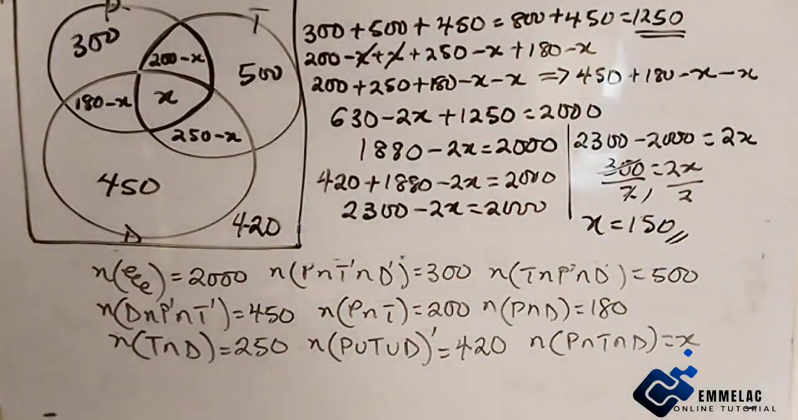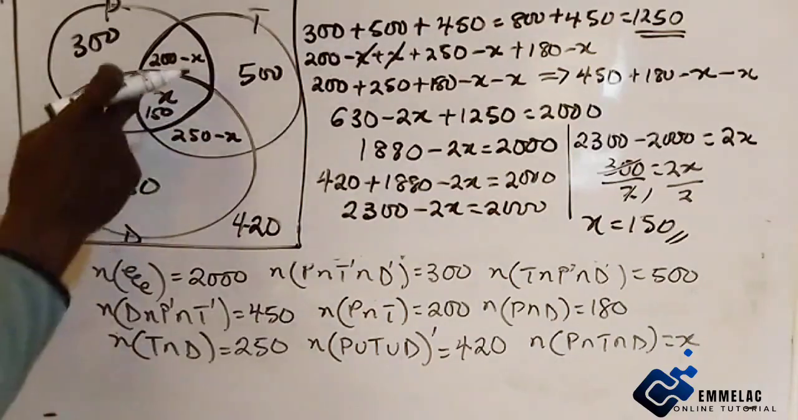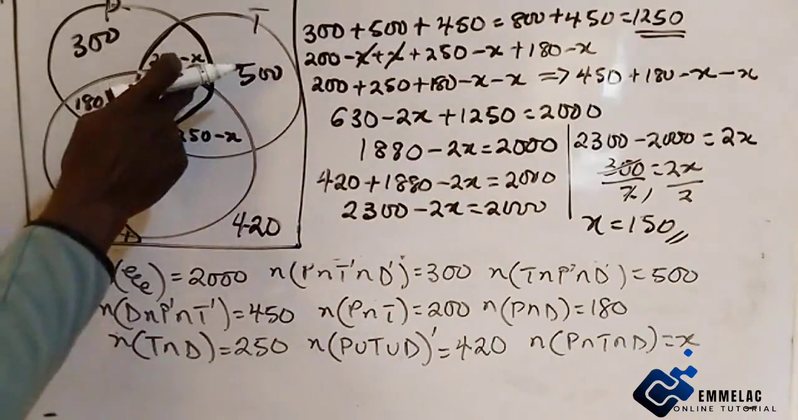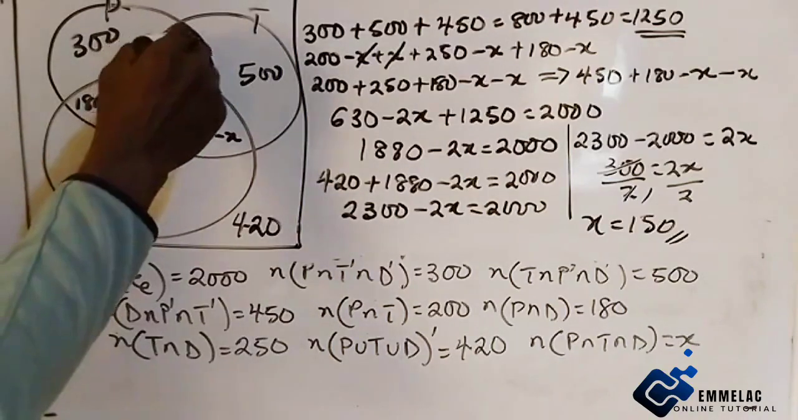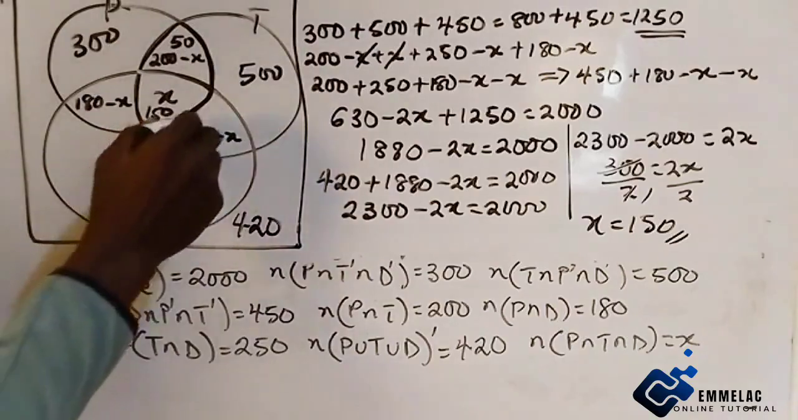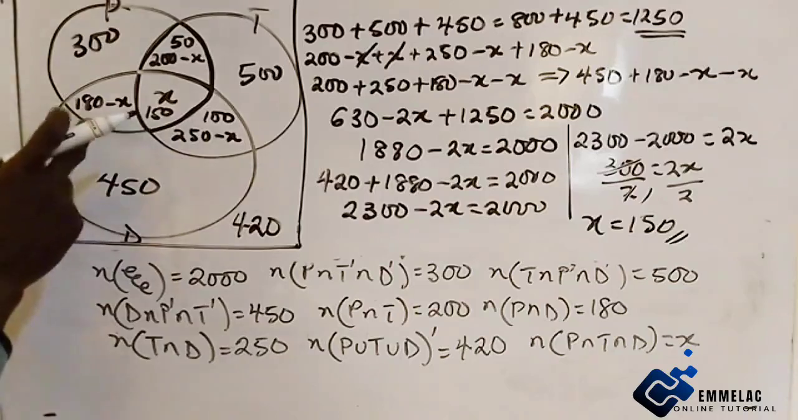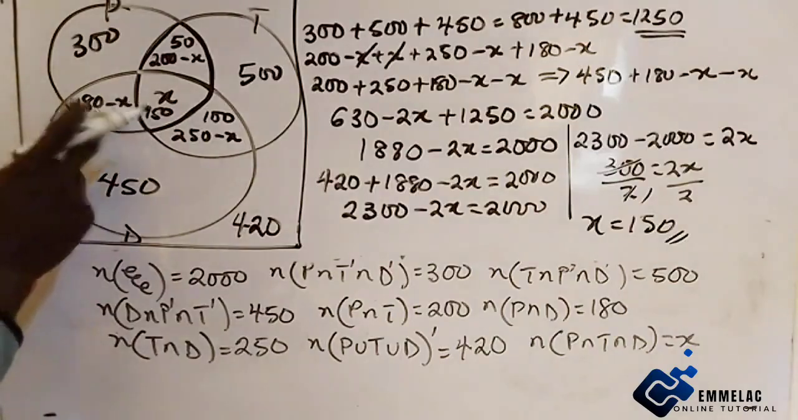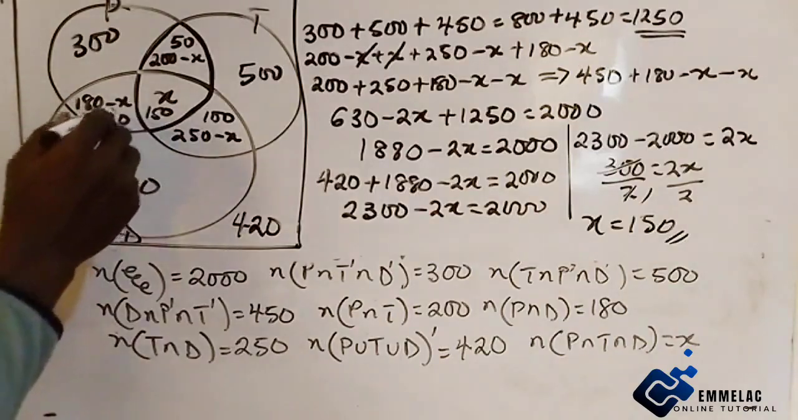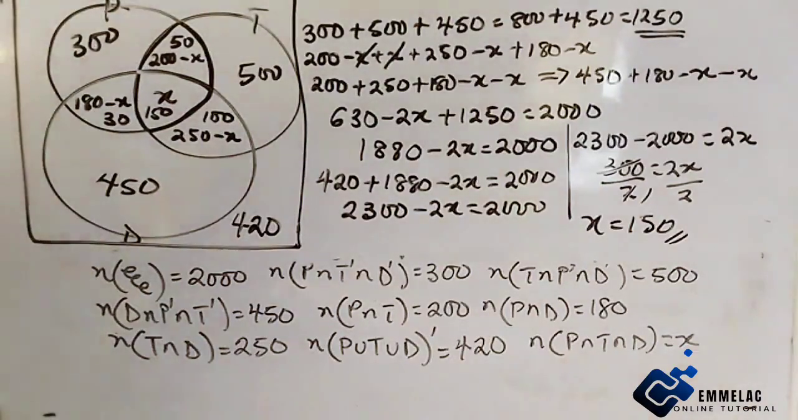Now from here, let us reshuffle this. Here we have 150. 200 minus 150 gives us 50. Then 250 minus 150 gives us 100, and 180 minus 150 gives us 30. Let me quickly clean this.